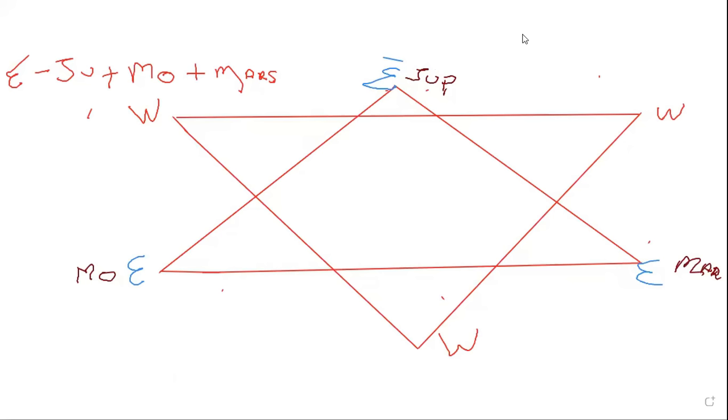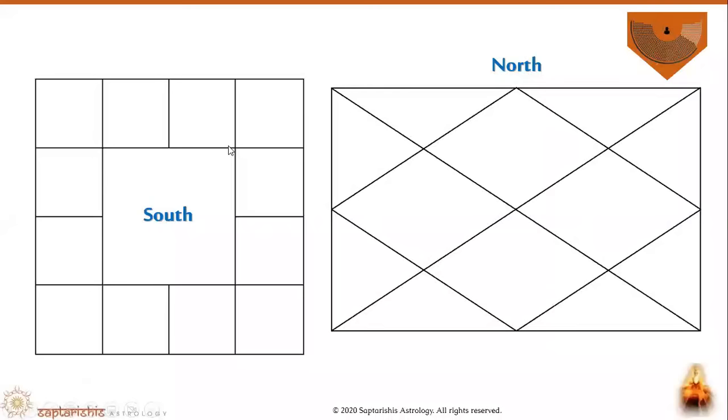Now we're going to go back to our original chart. Here. All right. And we're going to write again all the directions. So once again, can everybody tell me first house? East. So we're going to take it as Aries.